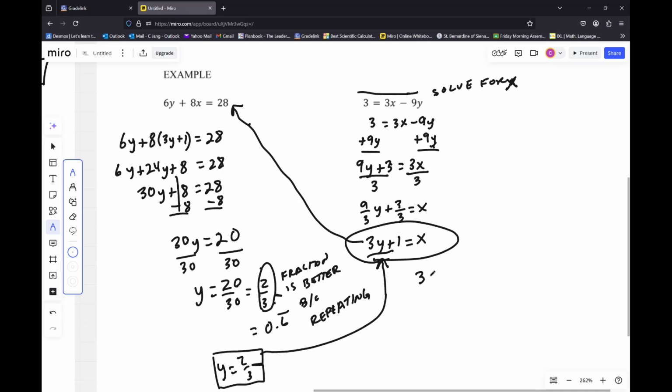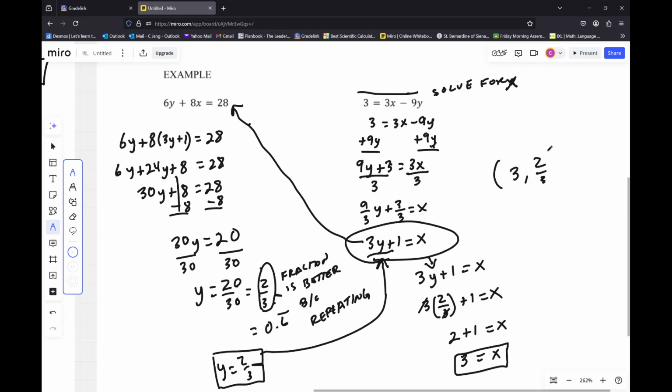So here we have 3y plus 1 is equal to x. But I'm going to replace the y with 2/3. 3 times 2 over 3 plus 1 is equal to x. And this one actually comes out pretty nice because these 3's cancel out, and I get 2 plus 1 is equal to x, or x is equal to 3. So what is my answer? x is equal to 3, y is equal to 2/3, or if I want to write an ordered pair, (3, 2/3). Okay, so that's basically it.